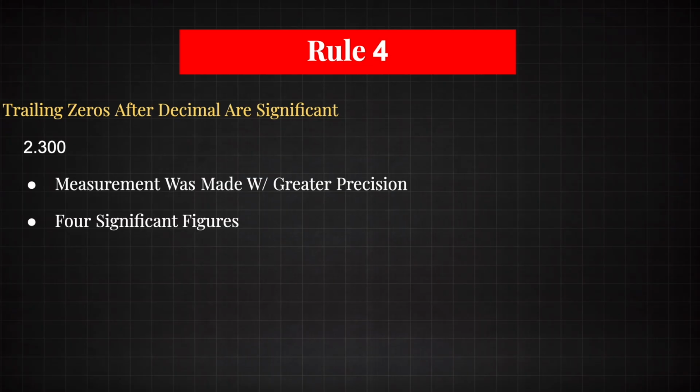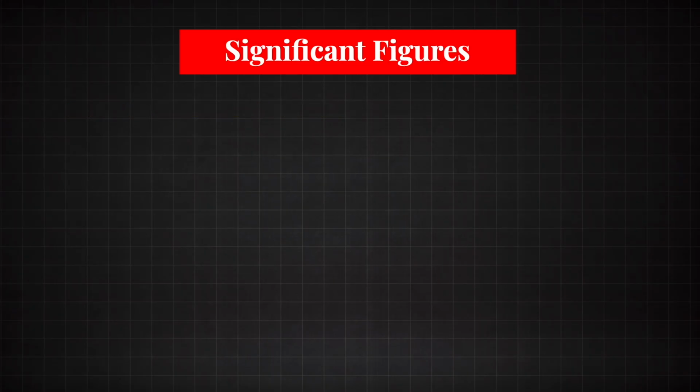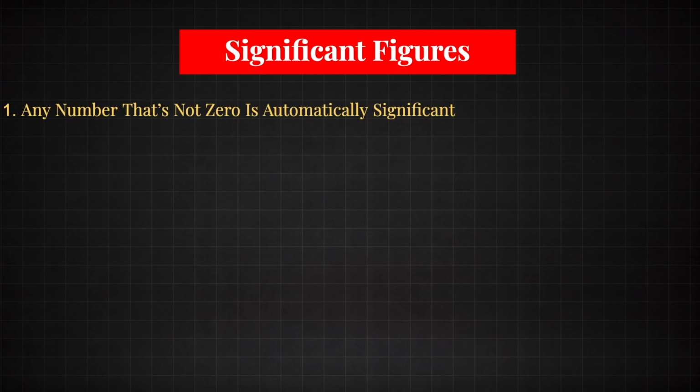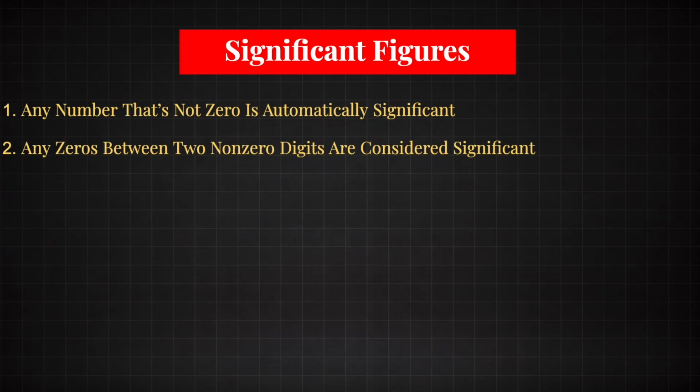Now, I did say these could be a bit confusing, so let's see if the following helps. The first 2 rules seem simple enough. Any number that's not 0 is automatically significant. Any zeros between 2 significant figures are considered significant. So let's go ahead and take a different approach with the last 2 rules.